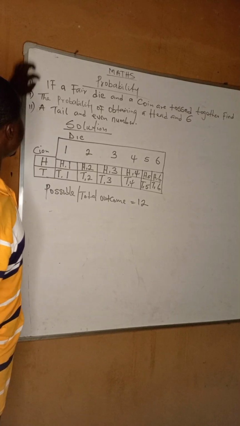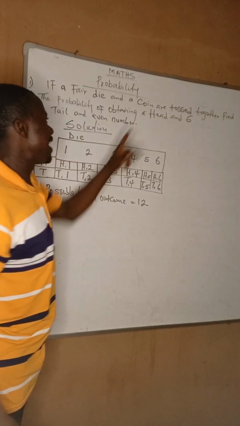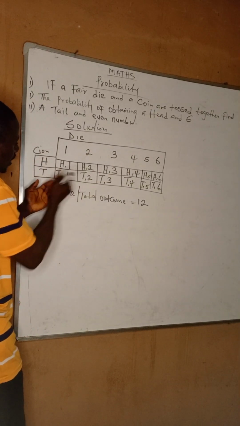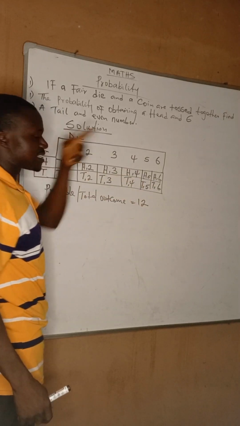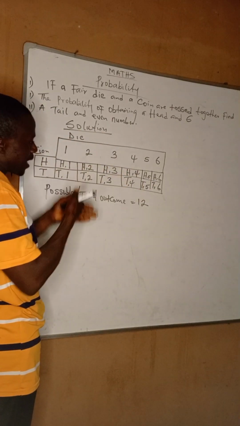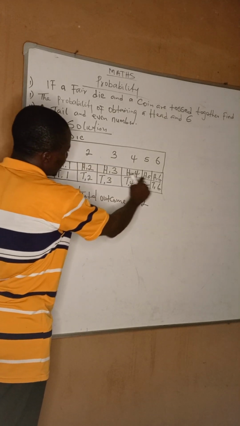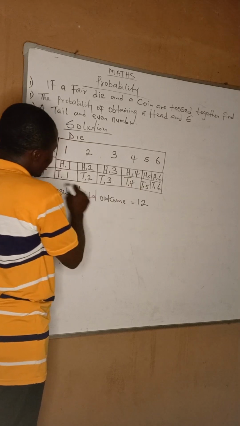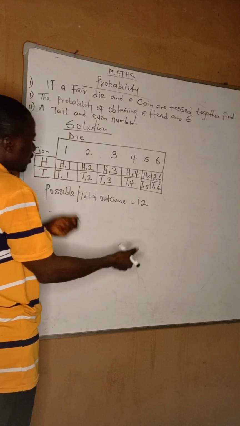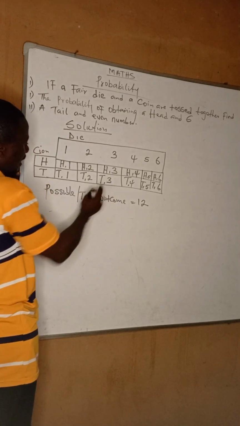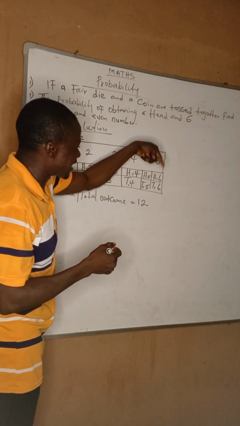The question says we should find the probability of obtaining a head and 6. You come to your table and check wherever a head appeared and also 6 appeared. That is the required, or expected, outcome. Now we go to this table, it appeared here, head and 6. But here 6 appeared, but the head never appeared on this row. Because of that, we are going to use only this. This is the only place where head and 6 appeared.